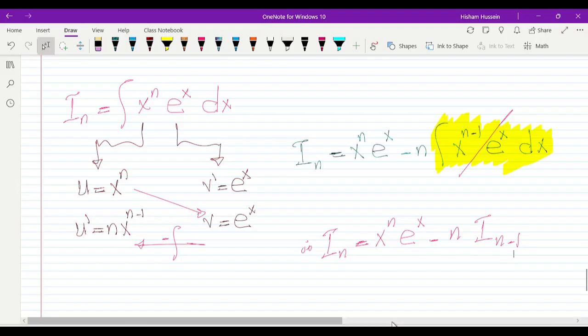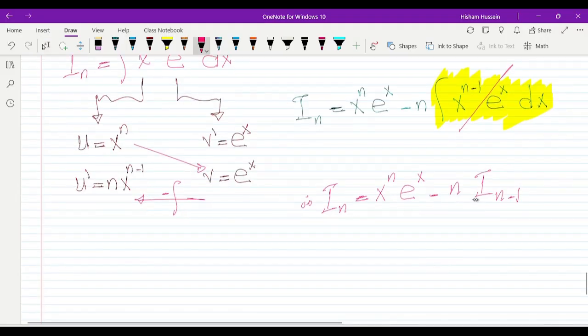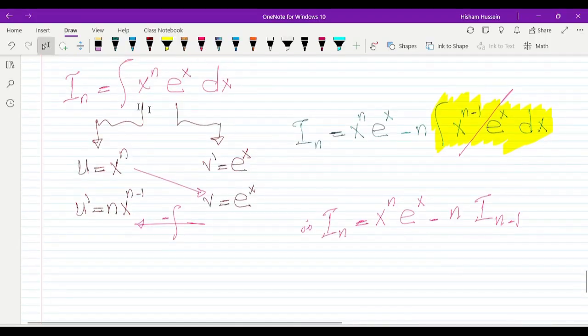For example, if you would like to find I3, it will be expressed in terms of I2. To find I2, it will be represented in terms of I1. I1 will be represented in terms of I0. So just find I0. What is I0? This is simply the integral of e to the power x.